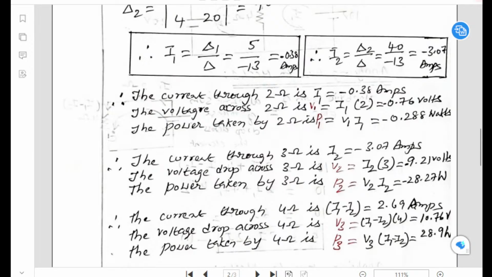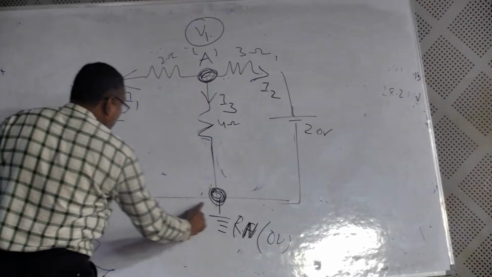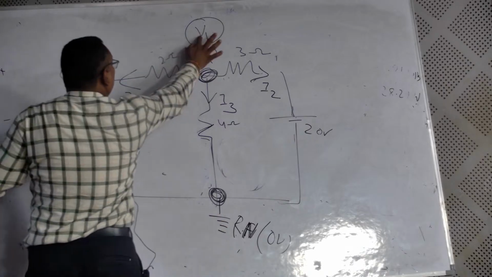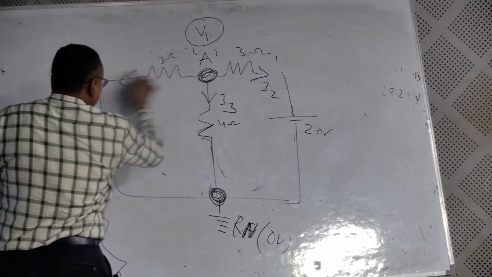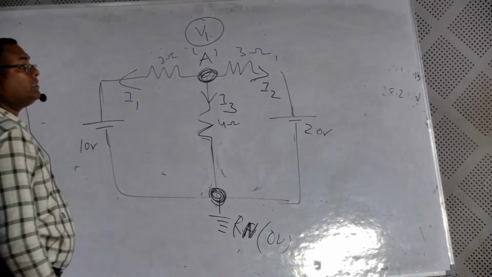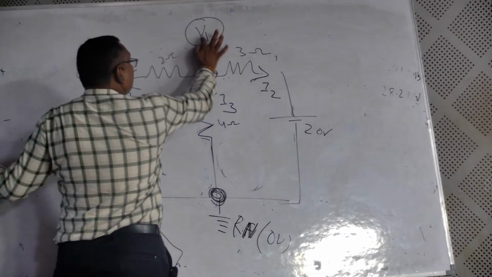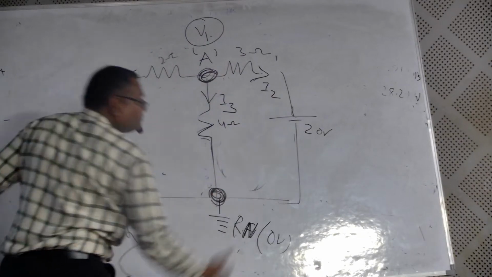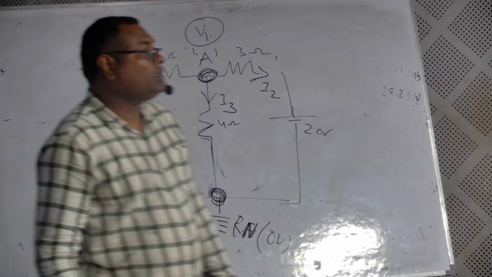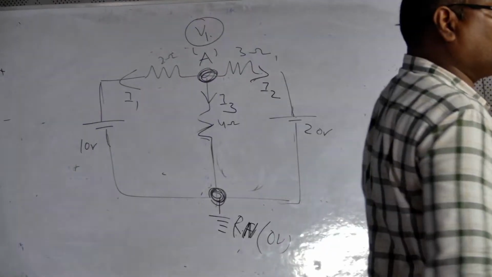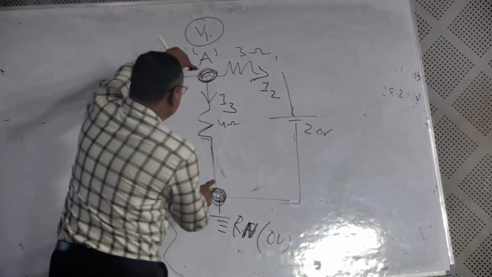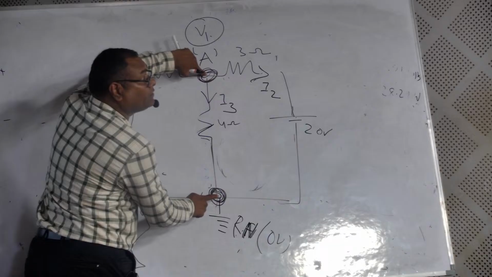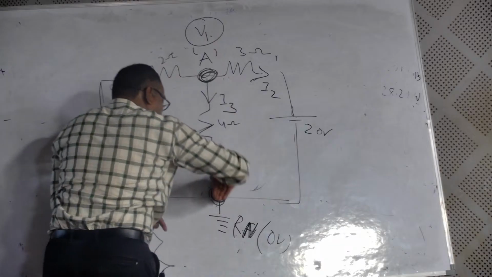My assumption for this branch: how many voltages are there? 1, 2, 3. V1, 10, 0 for this branch. Now V1 is the higher potential by my assumption, that's why the current will flow from higher potential to lower potential. For this branch, which is higher potential? V1. Which is lower potential? 0. The current will flow like this.